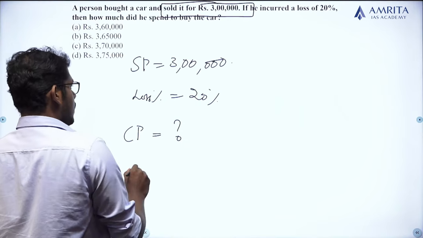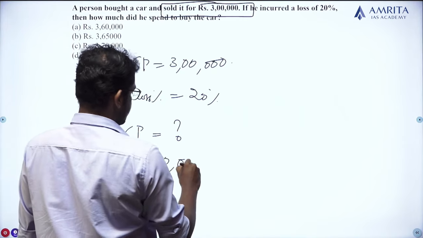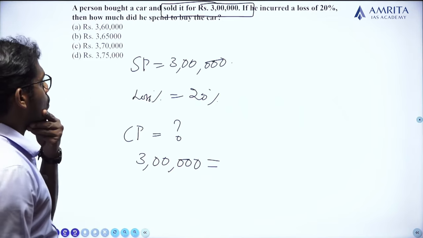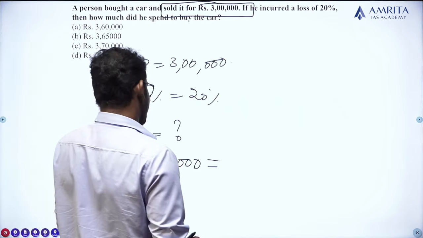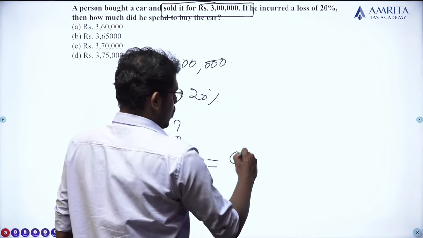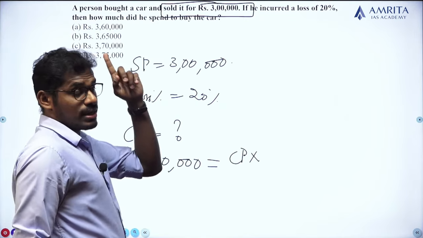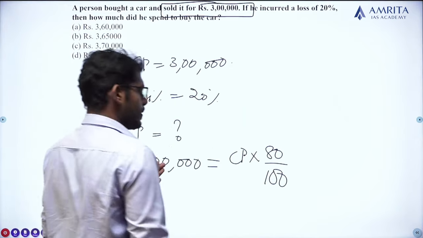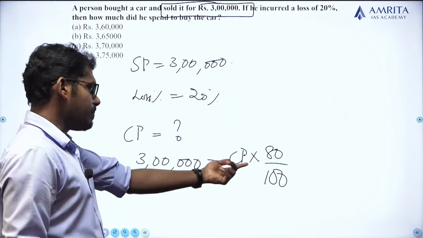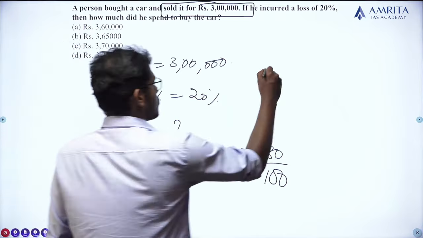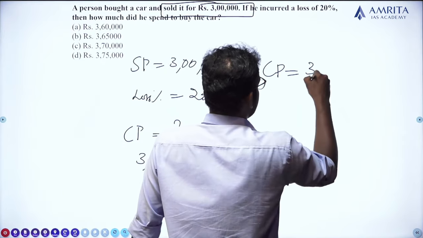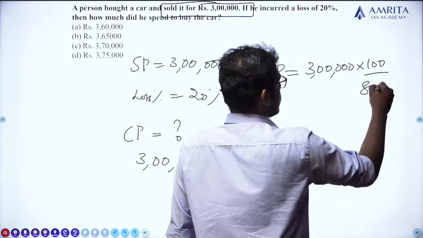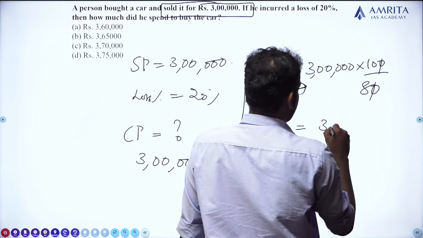Simply, 3 lakh is equal to the selling price, since he suffered a loss of 20%. So cost price into 80 by 100 will be equal to the selling price, 3 lakh. From here we can find out the cost price. The cost price is equal to 3 lakh into 100 divided by 80. The zeros will cancel each other, so again, 30 lakh divided by 8.